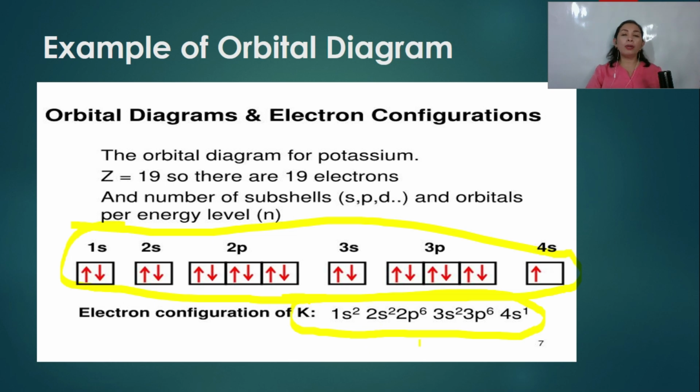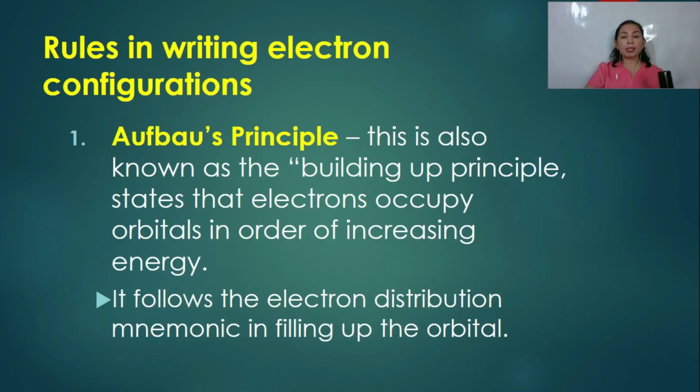So are you now ready to learn how to write electron configuration and orbital diagram? Just continue watching and prepare a sheet of paper because you will be given a short quiz later on.